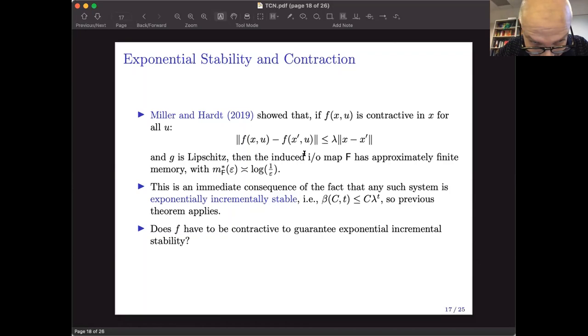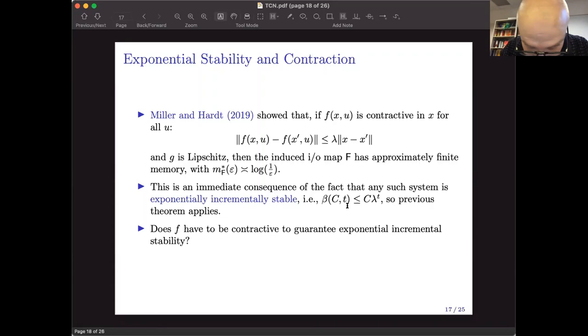And then they show that the induced input-output map has approximately finite memory with width that is logarithmic in one over epsilon. Remember that this width determines the depth of the neural net. So if the depth is polylogarithmic in one over epsilon, that's pretty good. Your net does not even have to be that deep. This is in fact an immediate consequence of the fact that any such contractive system is exponentially incrementally stable, so you can just derive this result from a previous theorem.